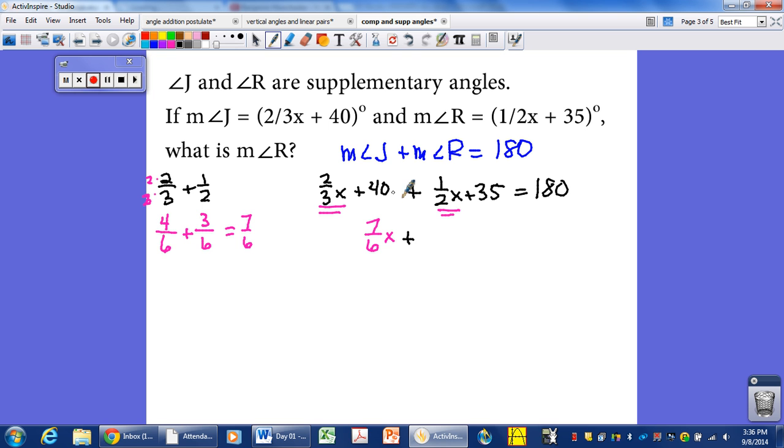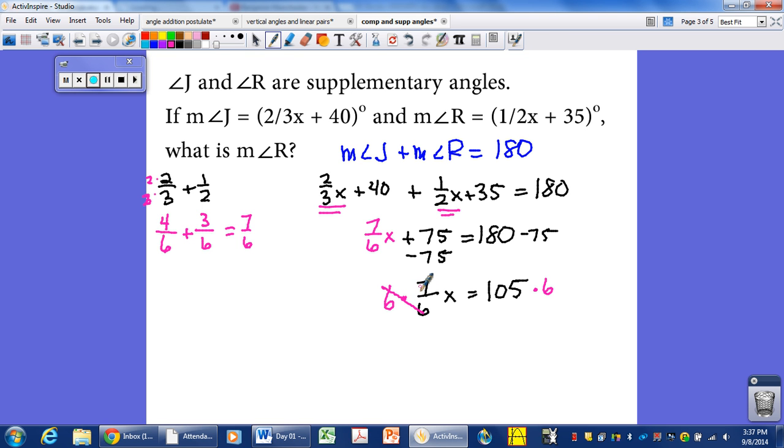40 plus 35 is 75, so 7/6 x plus 75 equals 180. Let's subtract the 75 from both sides. 7/6 x equals 105. Now we're left with a fraction equals a number. I tell my students to get rid of a fraction, you multiply by the denominator. So multiply both sides by 6, and that gets rid of our fraction.